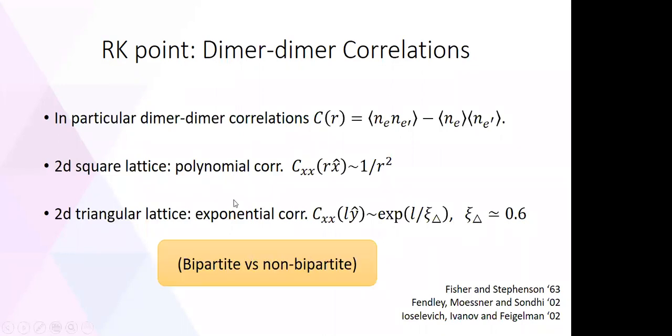So the 1 over r squared is not numerical. But it's at the RK point, yes. At the RK point where t equals v, and we know the quantum correlation functions, we can use the classical dimer model on which calculations have been done. Specifically, the classical dimer model was solved in '63 by Fisher, so it's a pretty old result.